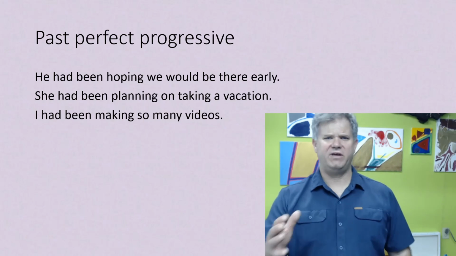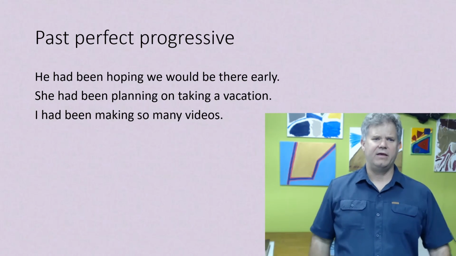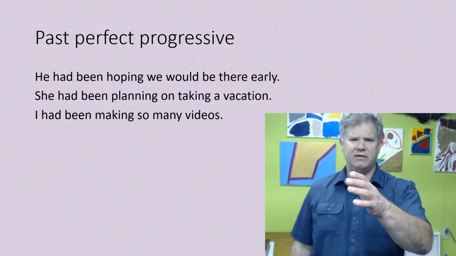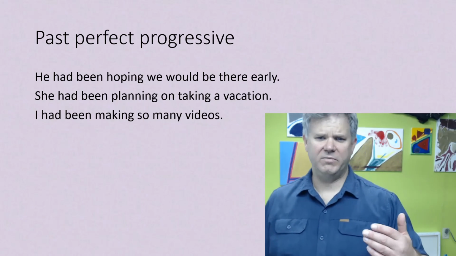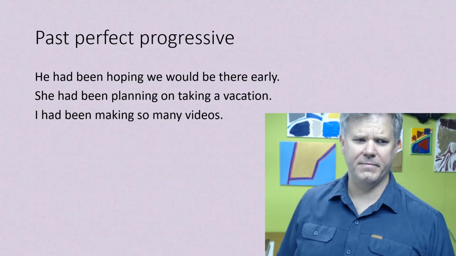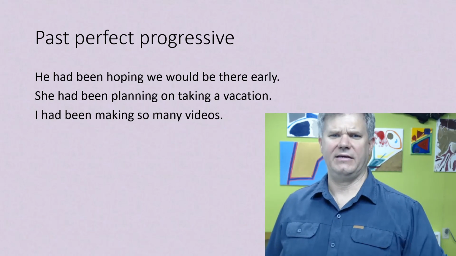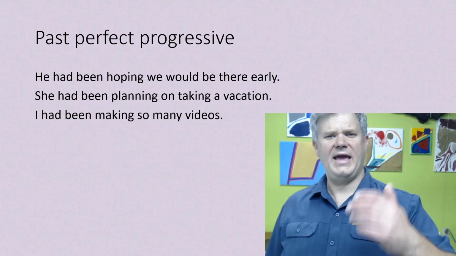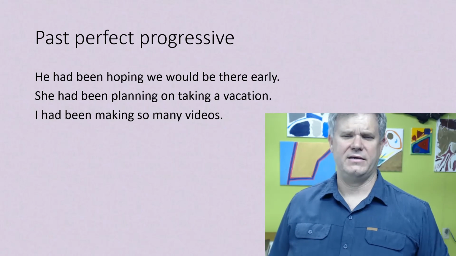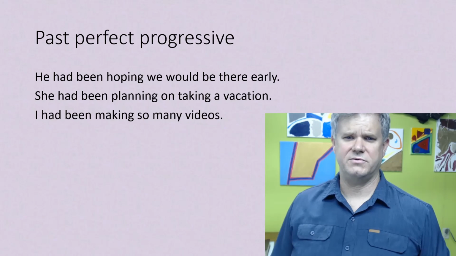Past perfect progressive. Oh boy. Had been, and then another verb with ing. He had been hoping we would be there early. She had been planning on taking a vacation. I had been making so many videos.